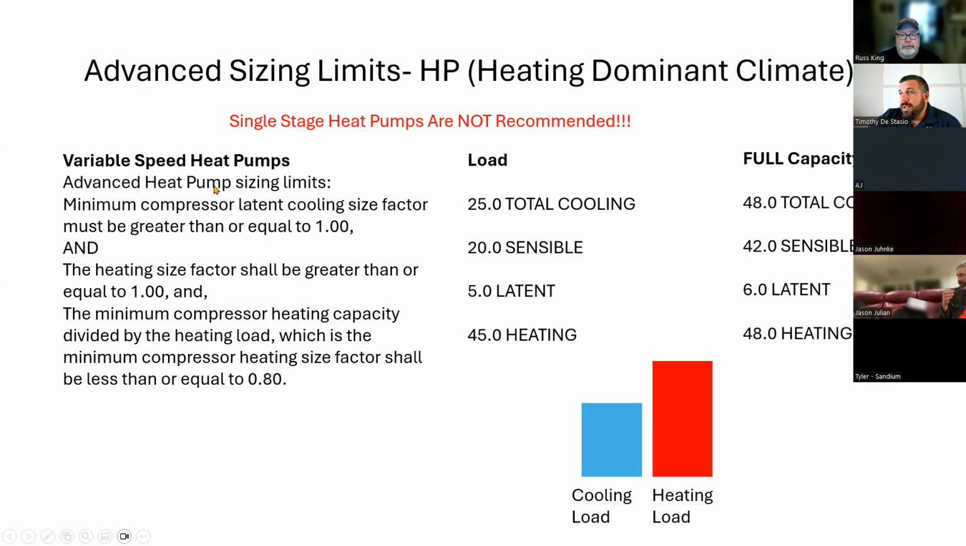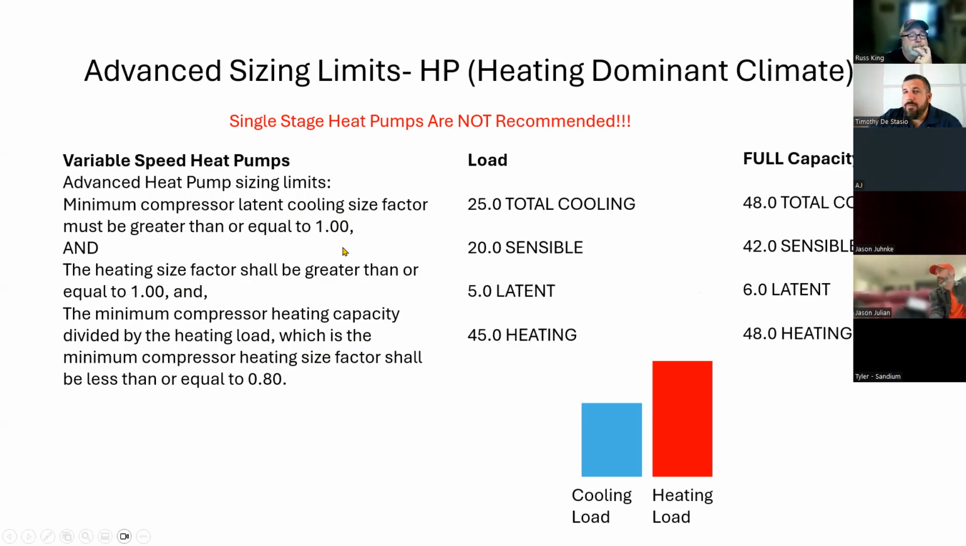So here are some of our advanced sizing limits per Manual S. Our latent load, or latent cooling factor, essentially we have to meet our latent load. We always have to meet our latent load, okay, because latent is moisture, and if we don't meet our latent load, that gets dangerous. The heating size factor should be greater than or equal to 1, so we need to be able to heat the home. We need to meet our heating load. And then they start talking about minimum compressor heating capacity, and there's also minimum compressor cooling capacity.